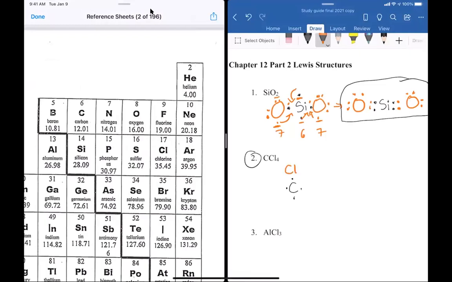So we have 4 Cls, like so. And then we have 7 dots for each: 1, 2, 3, 4, 5, 6, 7.